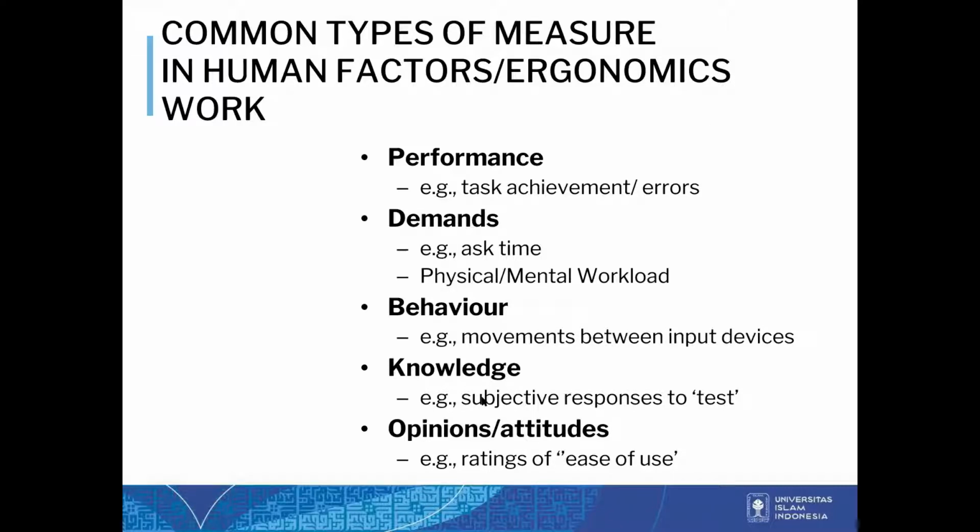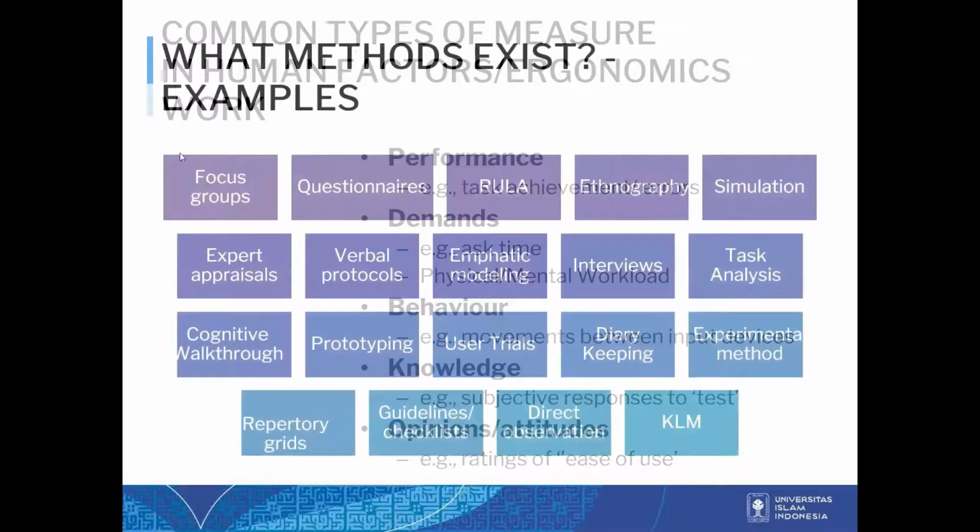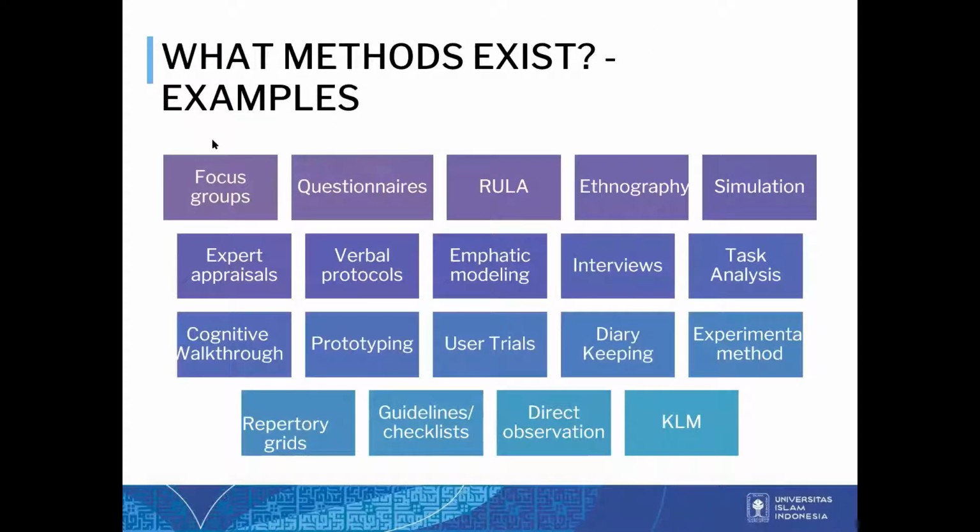the opinion or attitude. For opinions or attitudes, for example, the NASA questionnaire or satisfaction questionnaire, this is related to attitudes. And these are the methods that exist: focus group discussion, questionnaire, RULA, REBA, ethnography, simulation, expert evaluation, and so on. There are so many methods in ergonomics. But for today, we only learn about the interview, the focus group discussion, and participatory ergonomics.